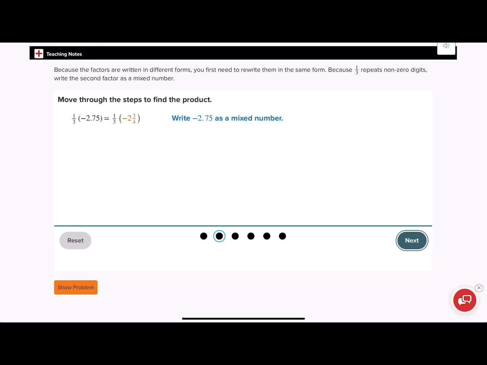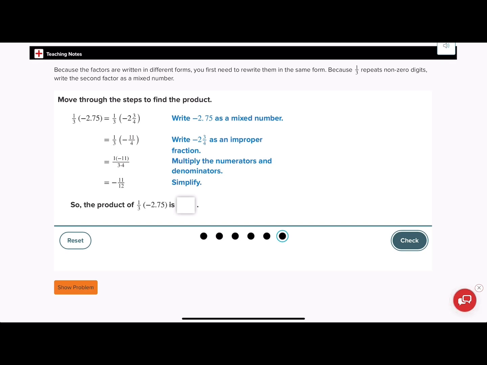So instead of negative 2.75, it needs to become negative 2 3/4. Next, we need to put it in improper fraction form. So we would get 2 times 4 is 8, plus 3 is 11. So 1/3 times negative 11/4. Then we multiply 1 times negative 11 and 3 times 4 to get negative 11/12. So our final answer is negative 11/12.